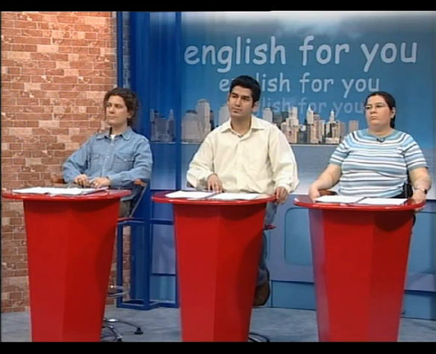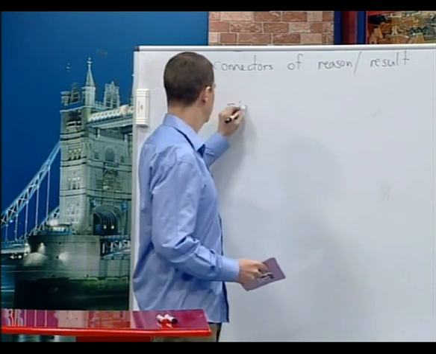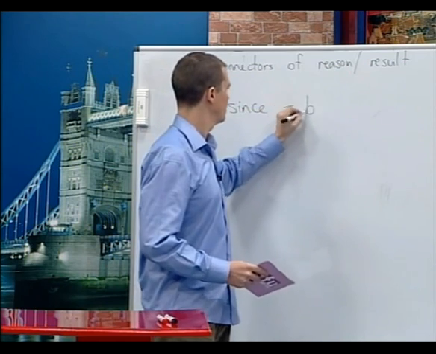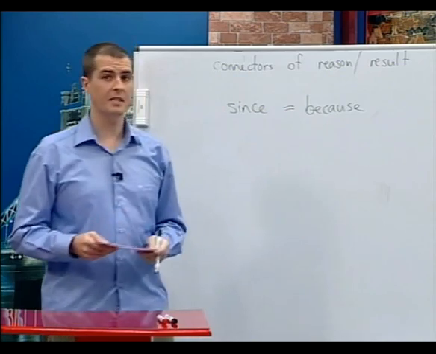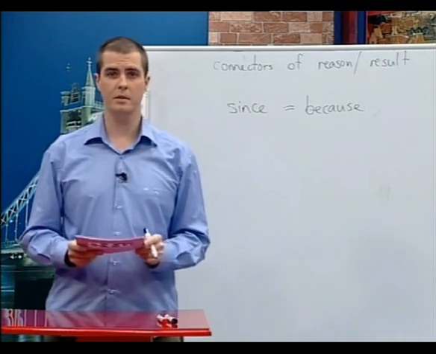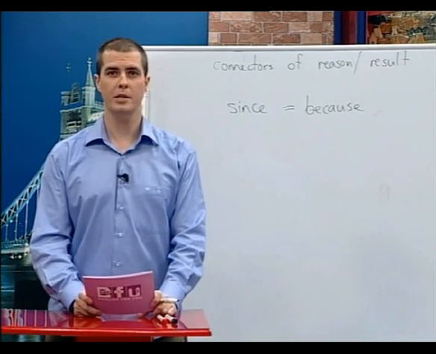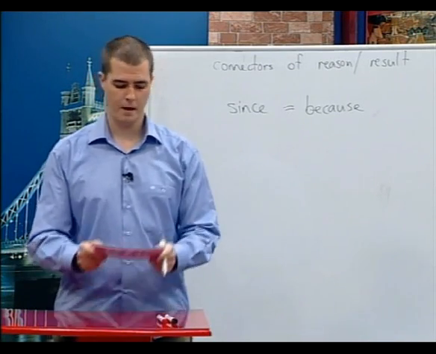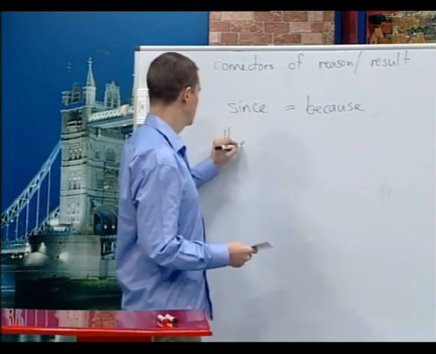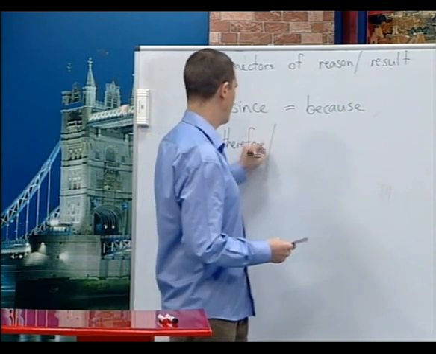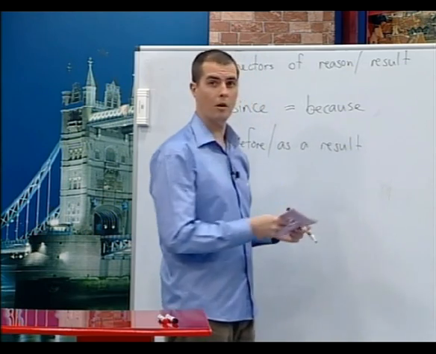Since is a connector of reason, and it has the same meaning as because. It may be placed at the beginning or the end of a sentence, and when it begins a sentence, a comma is usually placed after the first clause. Now, therefore, and as a result, are connectors of result.